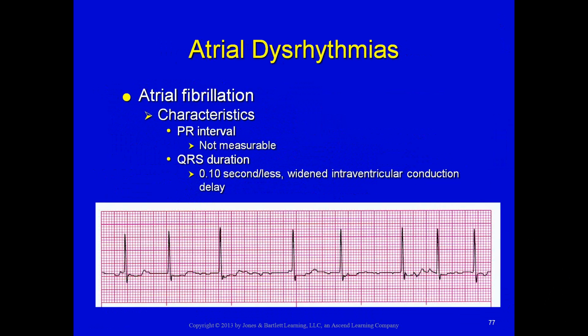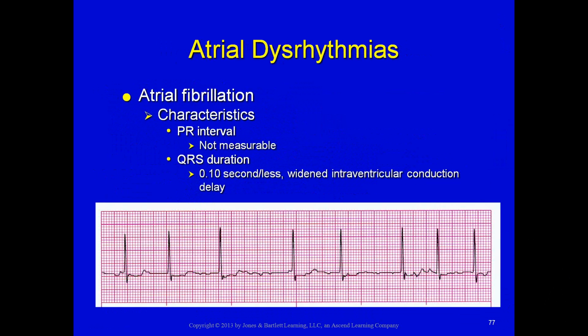There are no P waves, so there is no PR interval. But what I am seeing are very chaotic waves. Sometimes I can pick up a T. Sometimes I might think I pick up something that looks like a P wave. But remember, a P does not a rhythm make. So as I'm looking at this, it's irregularly irregular. There are no discernible P waves.